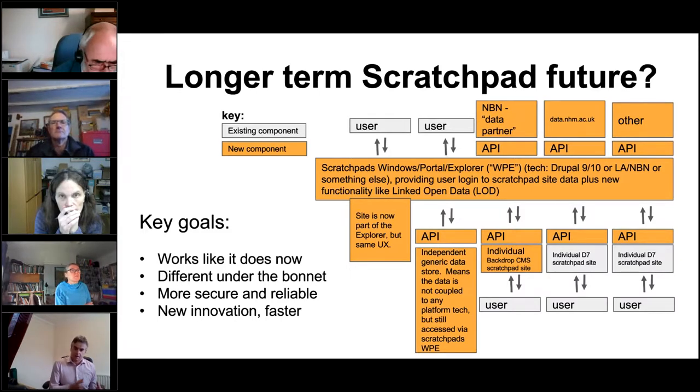The version of software that we have Scratchpads on is called Drupal 7. We're now nearly on Drupal 10, and lots has changed since then. But we're also looking at other platforms. We're looking at Living Atlas and the National Biodiversity Network, those platforms, as ways to achieve what we want to do in terms of Scratchpads.